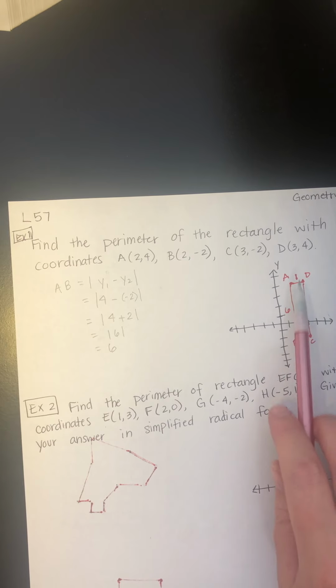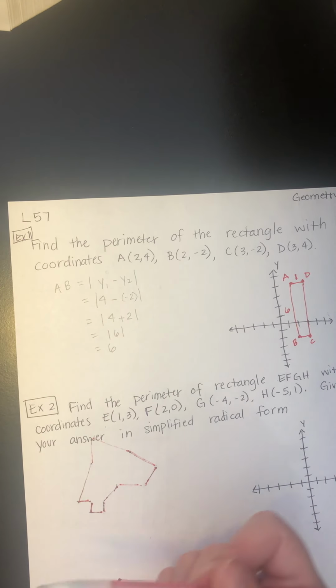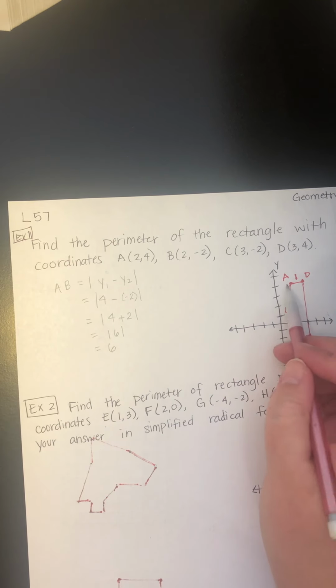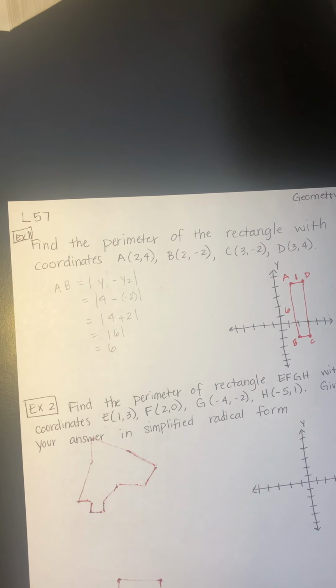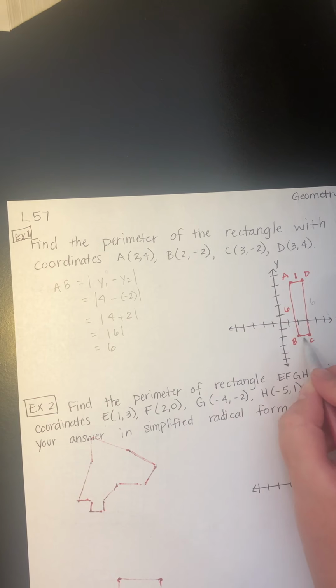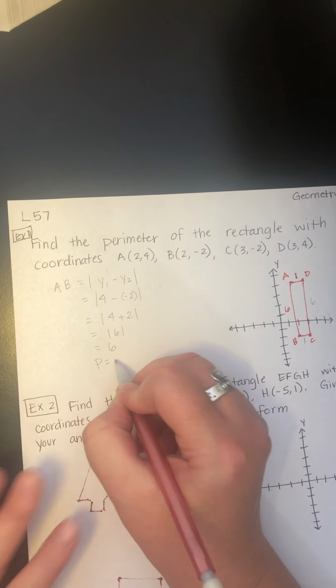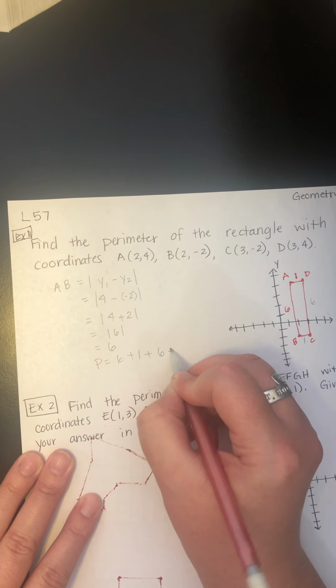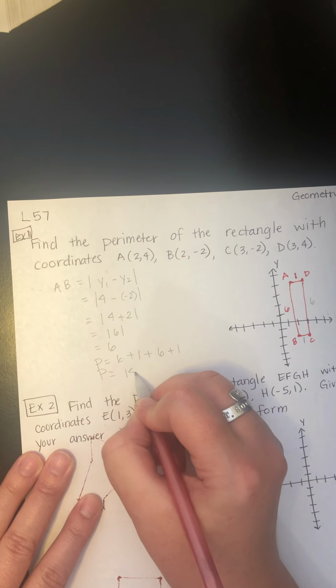Counting them will work when it's really easy, but the distance formula works especially if you have one at like 5.5 or 5.25, when the numbers aren't as easy to jump from one line to the next. So we know the length of AB is 6, the length of DC is also going to be 6, and the length of BC is also going to be 1, since it's a rectangle. To find the perimeter, you just add all of the sides together. 6 plus 1 plus 6 plus 1, which the perimeter is 14.